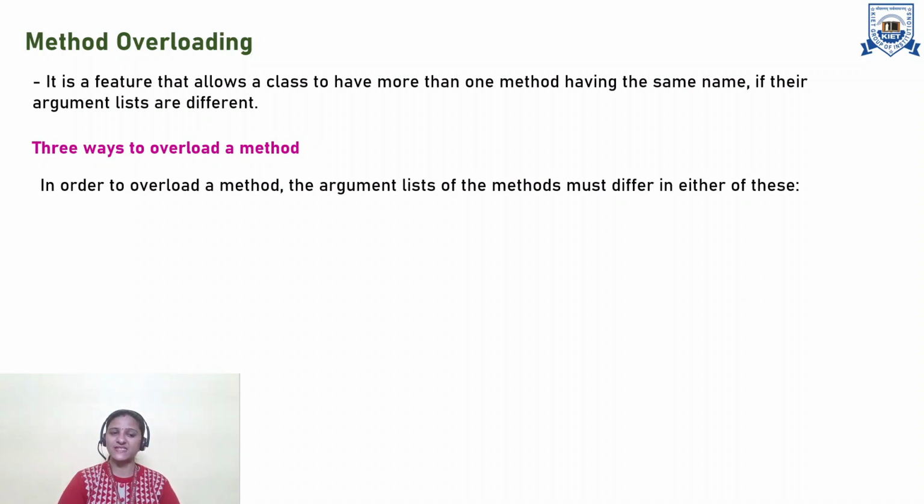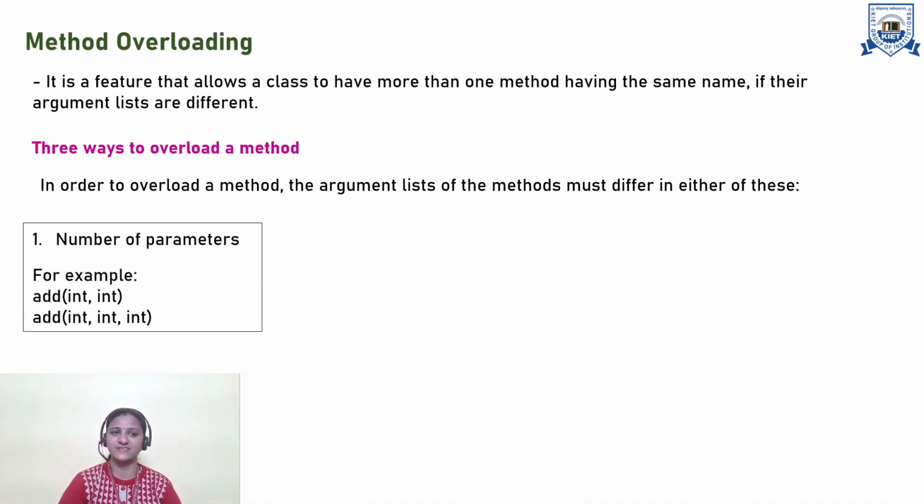So if you want to overload a method, that means we are going to provide the same name. For that, the argument list of the method must differ in one of these cases. The first one is the number of parameters. For example, if you want to keep the same name, add and add, change the number of parameters. Here we are passing 2, here we are passing 3.